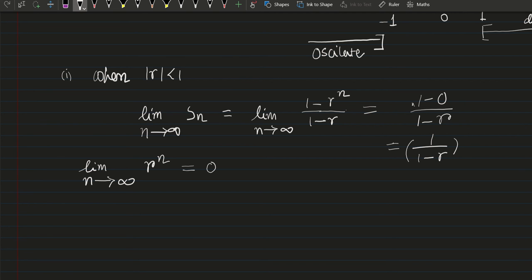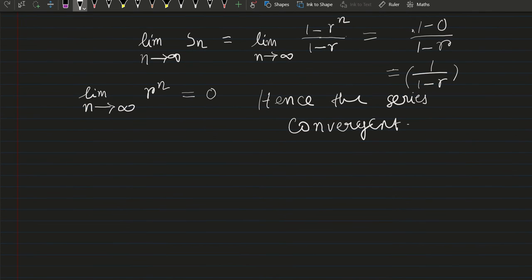Hence the series is convergent. Now the second case, when r is greater than 1. The formula of Sn is equal to (r to the power n minus 1) by (r minus 1). We know that.